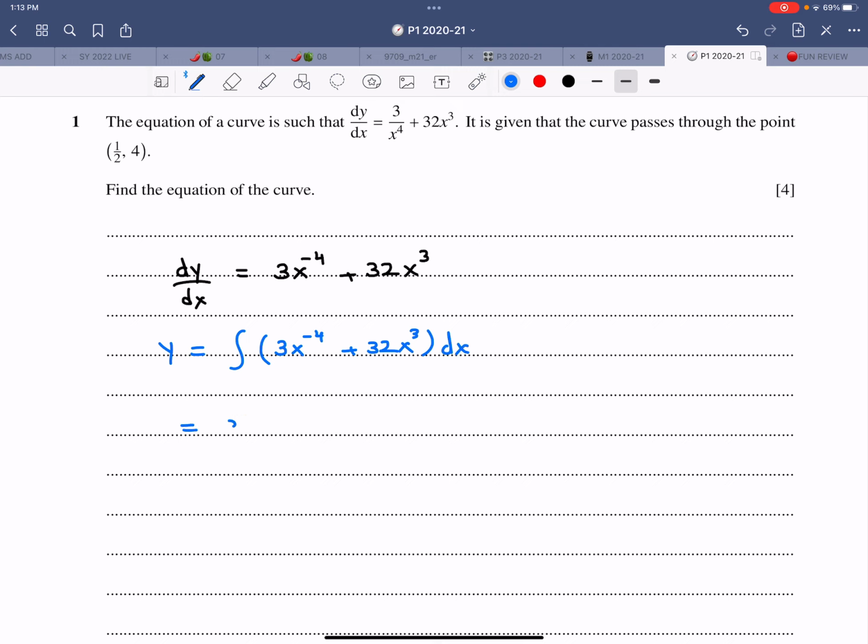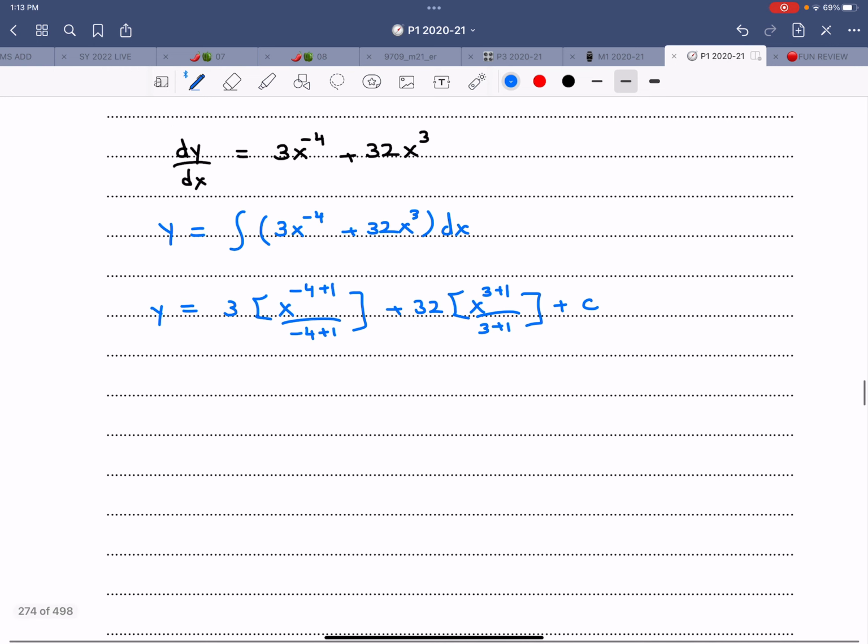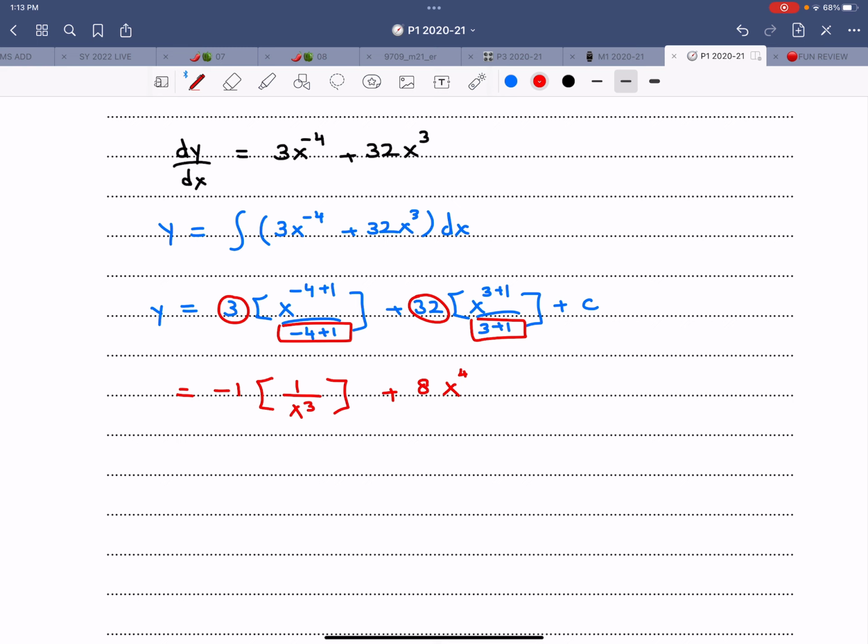Therefore, this is 3 as it is, x^(-4+1) over (-4+1), 32 as it is, x^(3+1) over (3+1), plus a constant of integration c. First simplify, then evaluate. Minus 4 plus 1 is negative 3, this is positive 3, so this comes out to be negative 1, and this is 1 over x cubed. 3 plus 1 is 4. This is 32, 32 divided by 4 is 8, and this is x raised to power of 4 plus c.